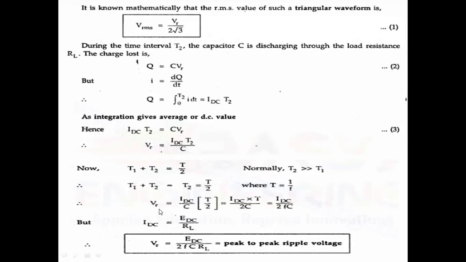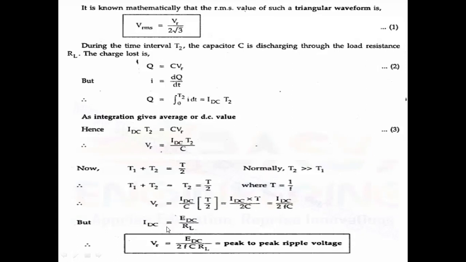The average or DC current is equal to EDC by RL, the load current, where the voltage is obtained across the load. Since I is equal to V by R, the DC current is equal to the DC voltage divided by the load resistance.